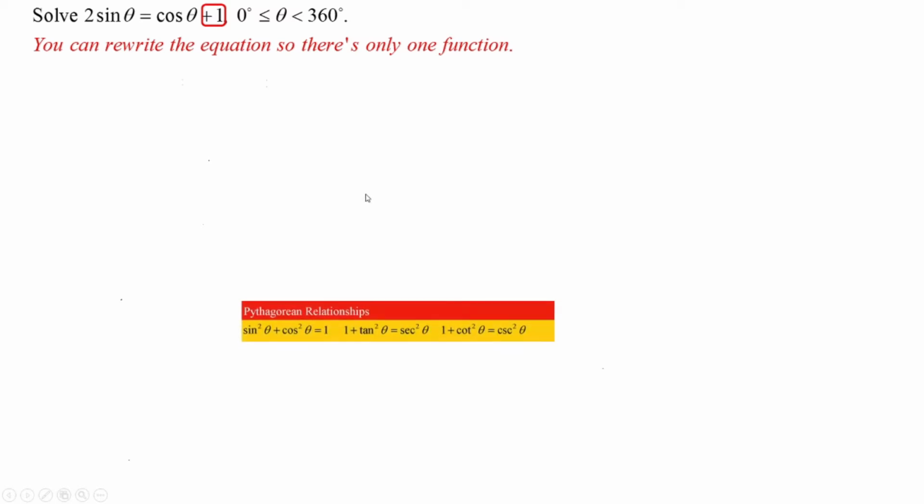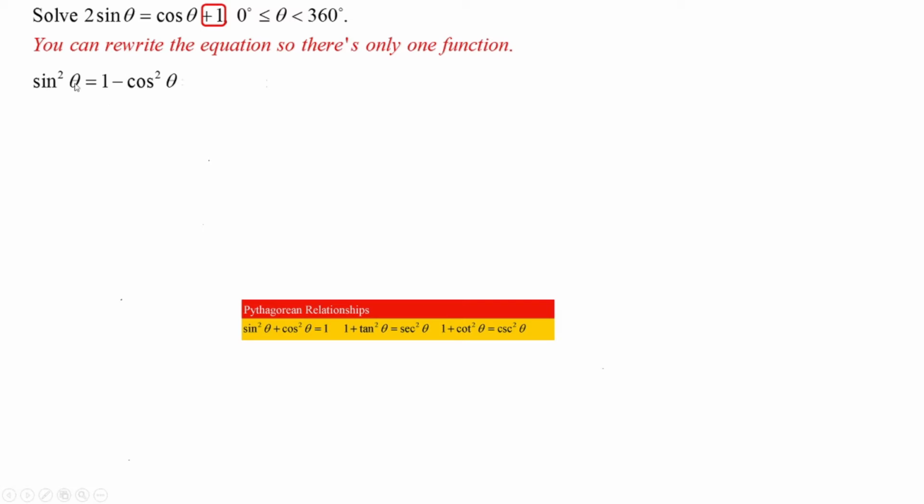Well, I think we're going to have to write everything in terms of cosine. So see the sine of theta? How can I write sine of theta in terms of cosine? Well, I have my Pythagorean relationships, so we can rewrite the equation so there's only one function, and that function I want to use is cosine. Now, do you see the sine squared theta plus cos squared theta equals 1? That tells me that sine squared would be 1 minus cos squared.